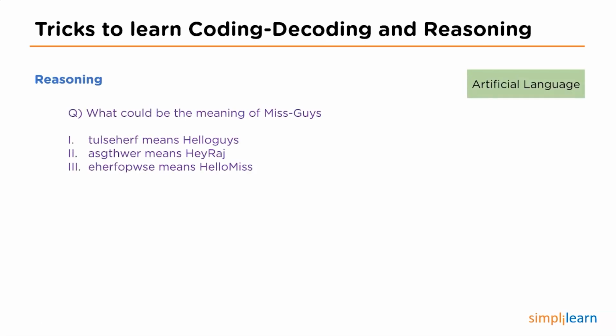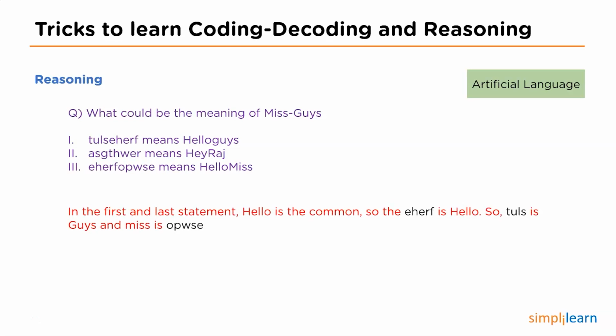What could be the meaning of miss guys? TULSEF means hello guys. Another means hey Raj. EHERFOPWSE means hello miss. Explanation. In the first and last statement, hello is common. So the first, EHEREF, is hello. So TULS is guys and miss is OPWSE. And the answer would be OPWSETULS.